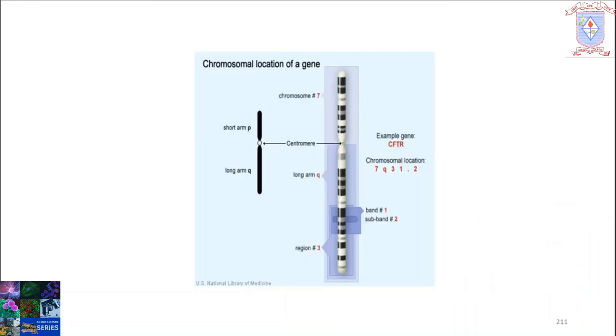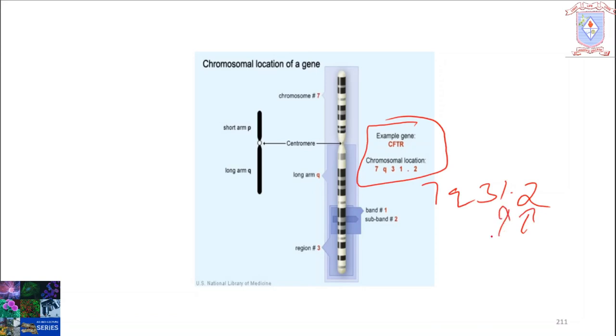Look at this picture. The gene CFTR is located at the position 7q31.2. So it means the gene is located at the second subband of the first band at region 3 of the q arm of chromosome 7.